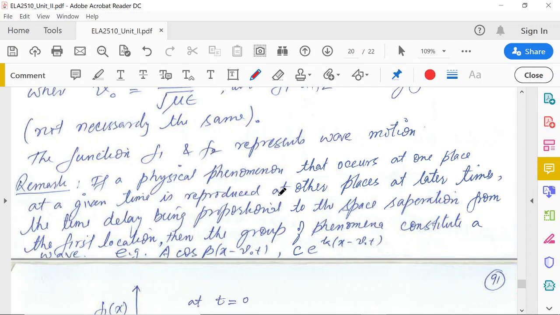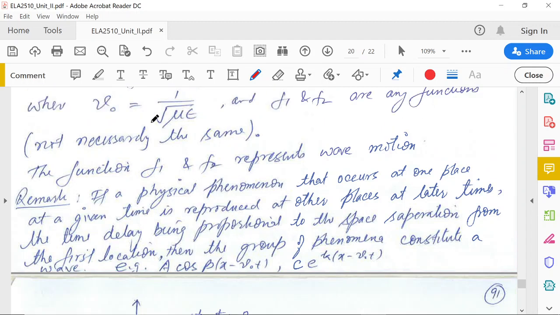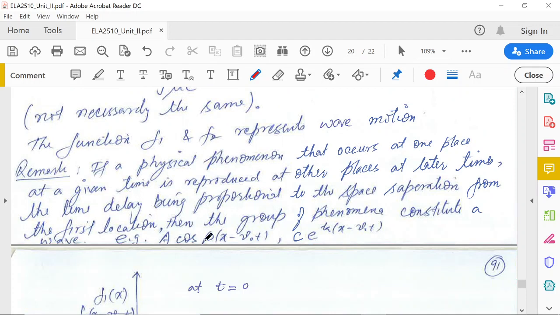We will also visualize this in a graph. For example, we have taken functions f1, f2. So f1, a function a cos beta times x minus v naught t, is also a wave solution of the wave equation. The solution of the wave equation is called a wave. So here it is also a wave, because it exhibits the same function x minus v naught t. Wherever you get x minus v naught t, it will be a solution of that wave equation and will give you a wave.